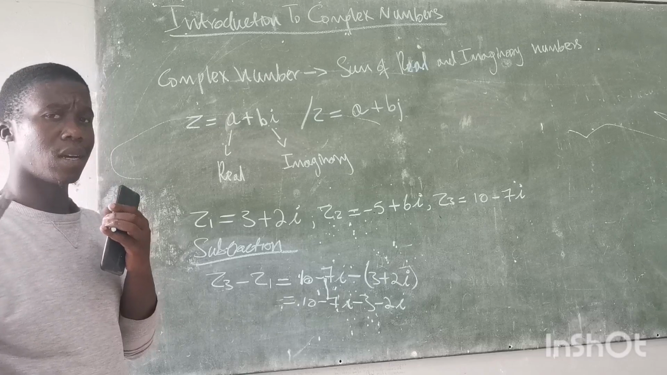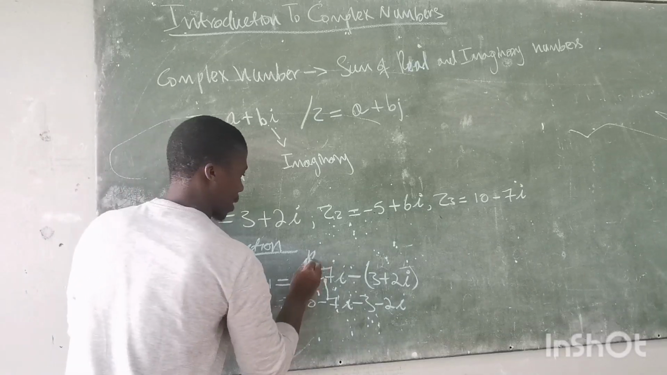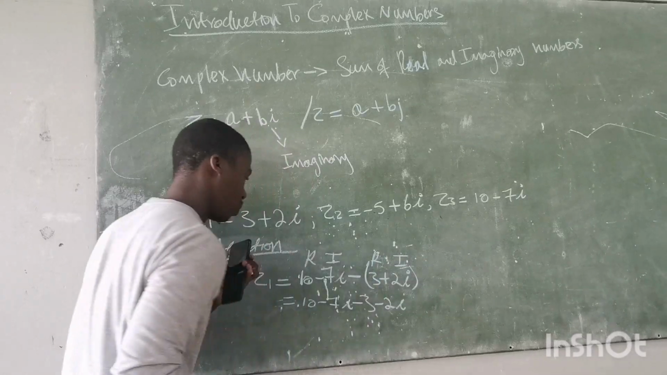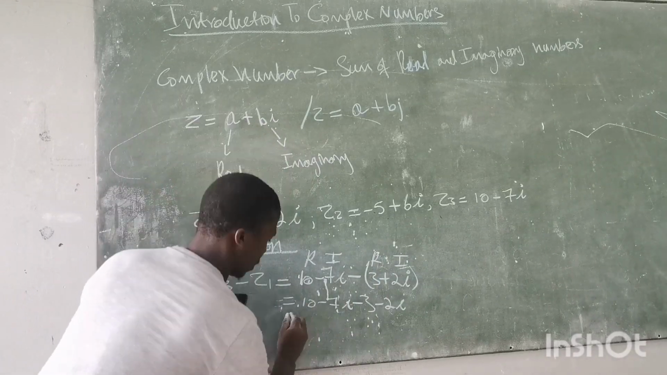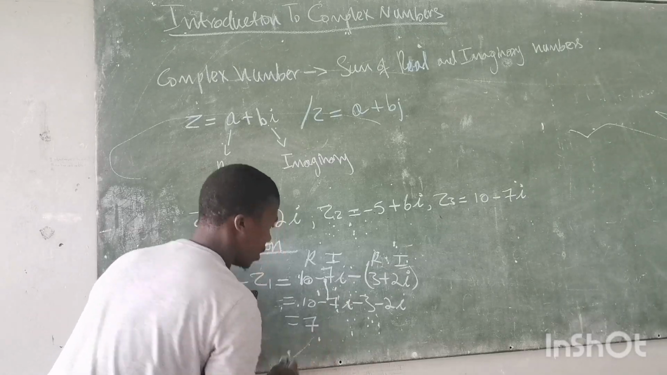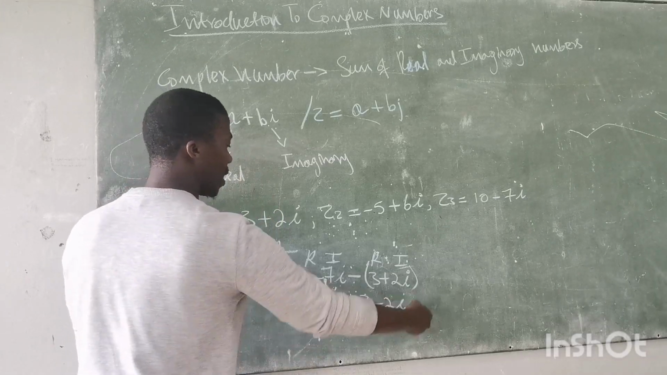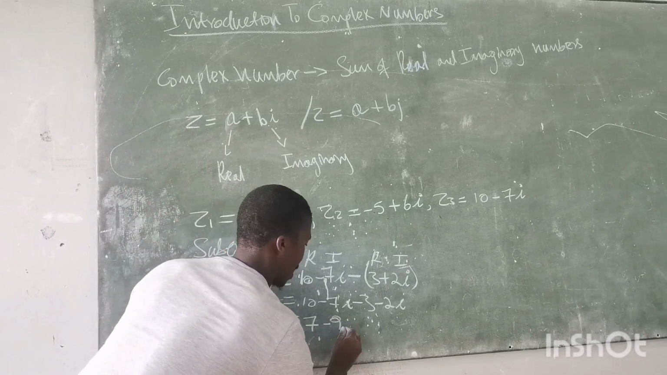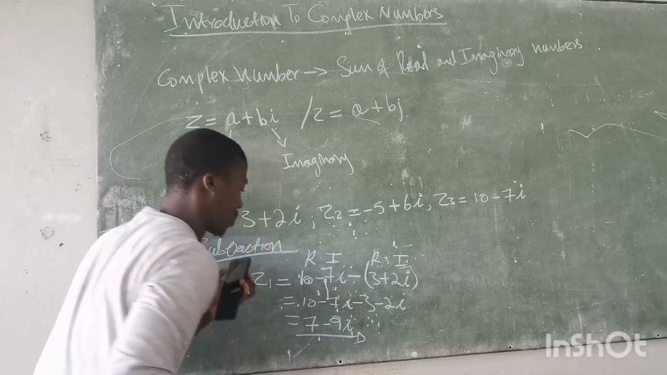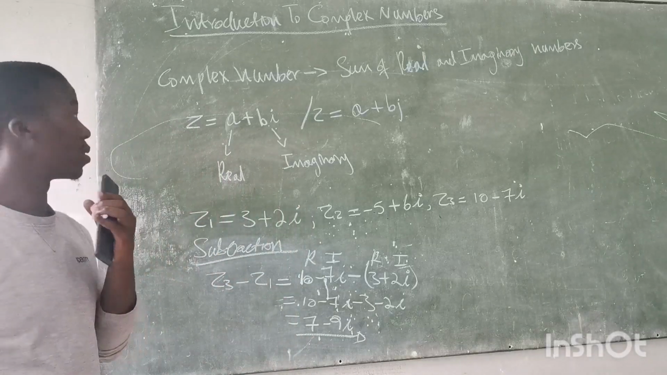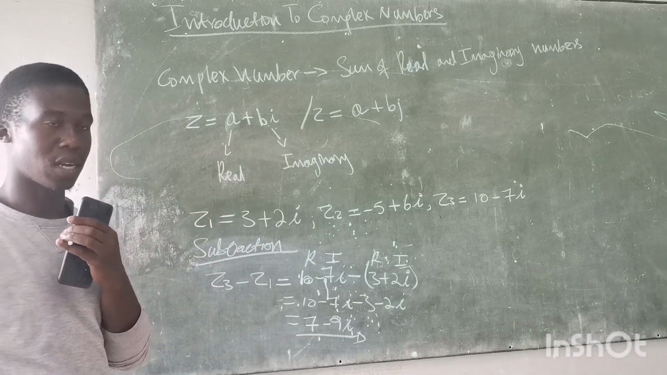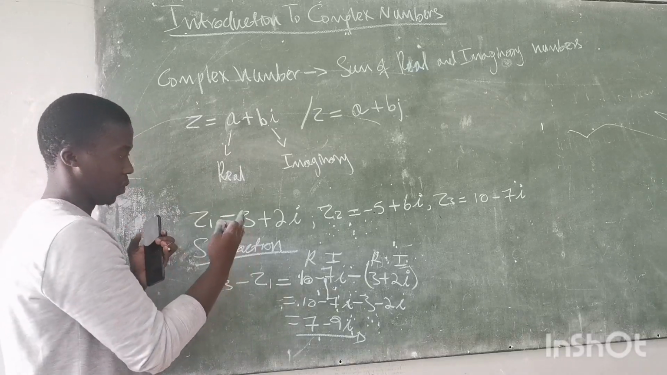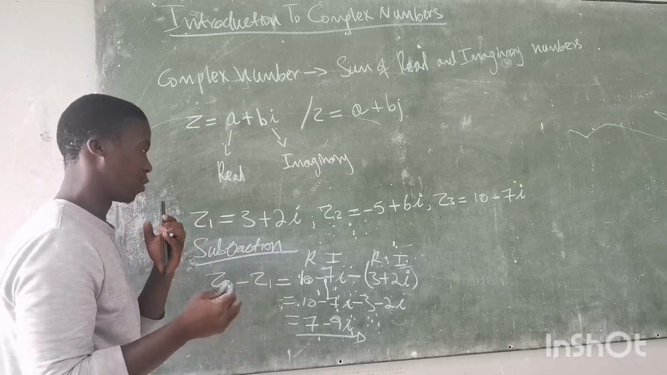Same method we used earlier. Real numbers go together, imaginary numbers also go together. So 10 minus 3 gives us 7. Minus 7i minus 2i gives us minus 9i. So this is how you subtract complex numbers. Imaginary numbers go together, as well as real numbers.